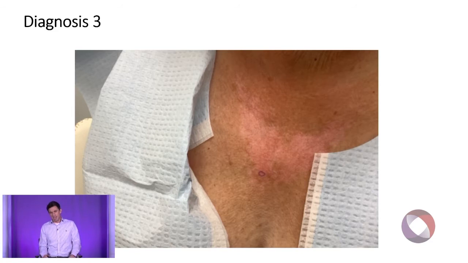She had this for a year. It was photo-induced rash, always there. Worse in the summer, pink, mildly pruritic. Had been treated with topical steroids for a year from various people. And then she came and saw me. Here's another manifestation of, we'll say, this third diagnosis.